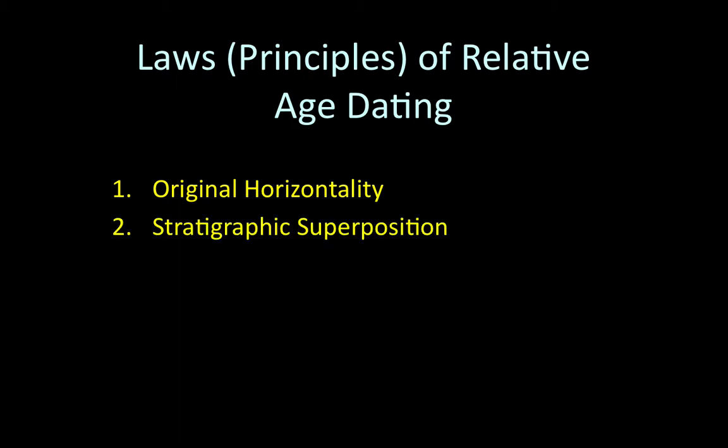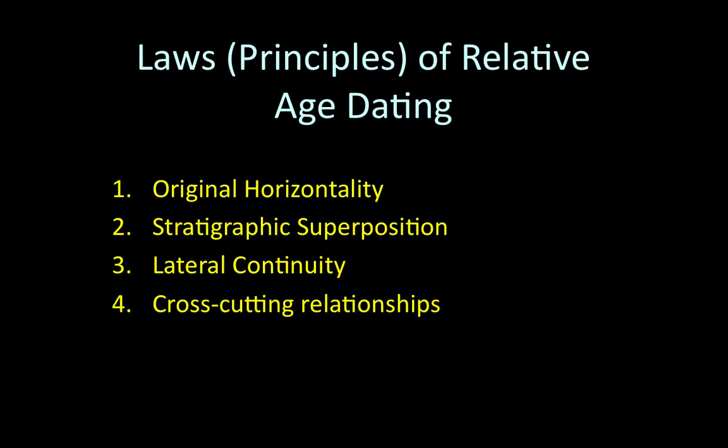Stratigraphic superposition is the second law. The third law is called lateral continuity. Cross-cutting relationships is the fourth law. And the last law is called inclusions. So I'm just going to go through briefly what each entails, and we're going to spend a lot more time in lecture looking at these particular laws in some more detail.